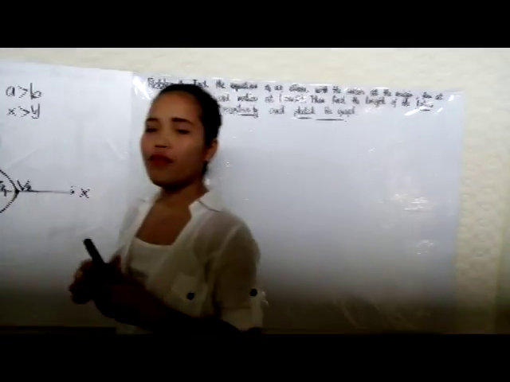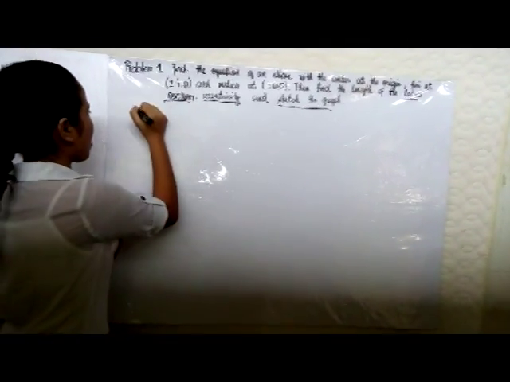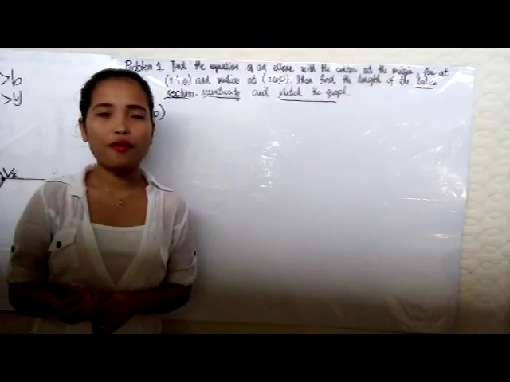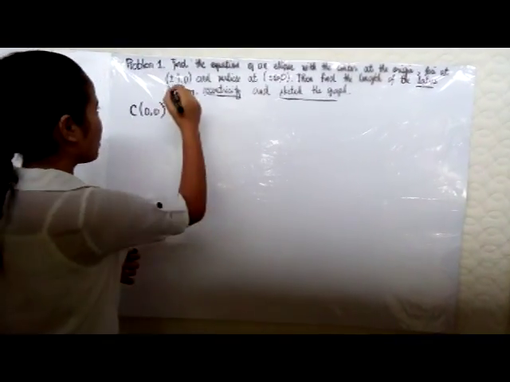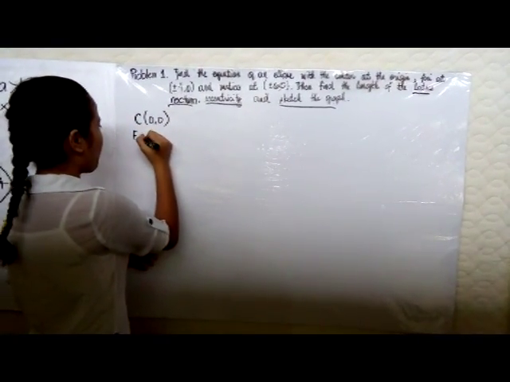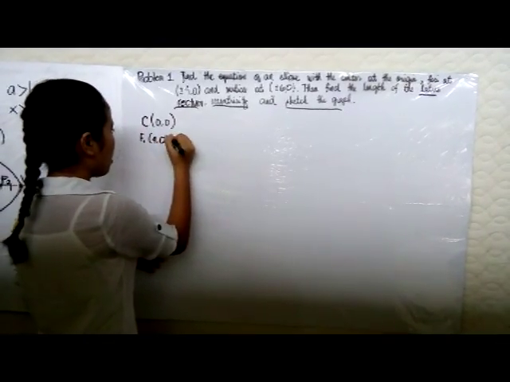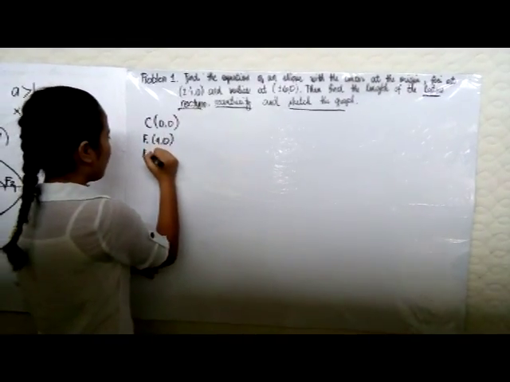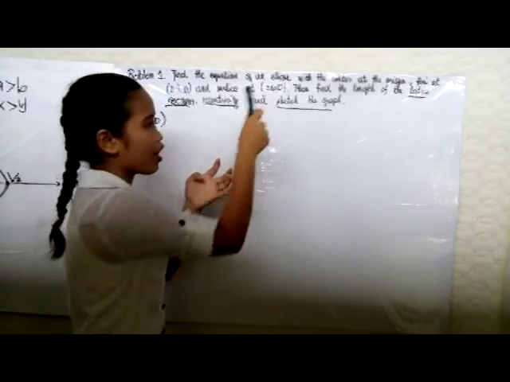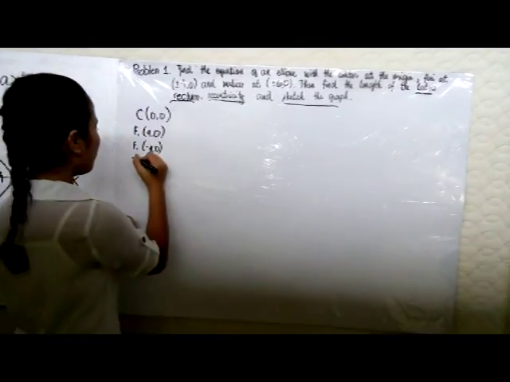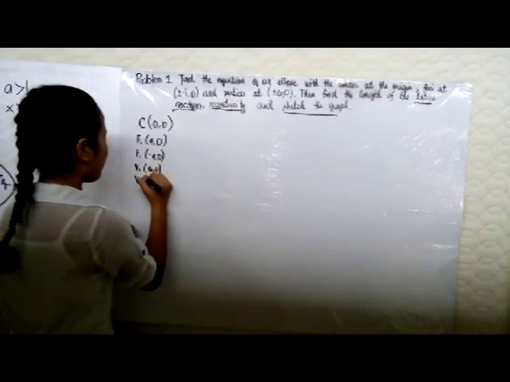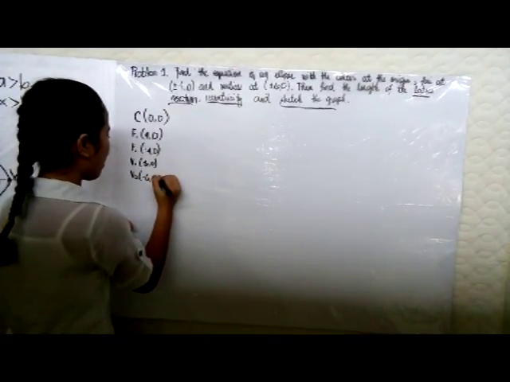By the given, the center is the origin, C at 0, 0, and the foci are already given, so we have positive and negative 4, 0. So our focus 1 will be positive 4, 0, then our focus 2 will be negative 4, 0. Since our vertices are also given, we have vertex 1 at positive 6, 0, then vertex 2 at negative 6, 0.